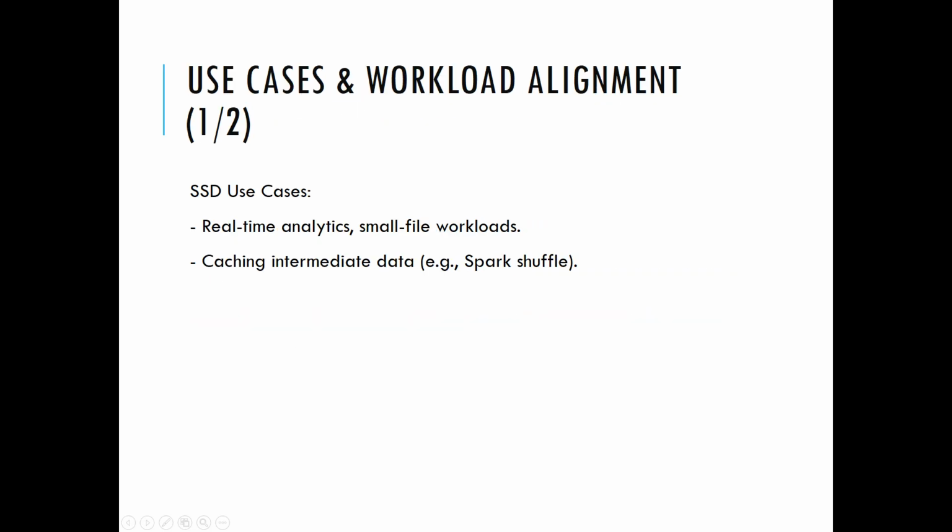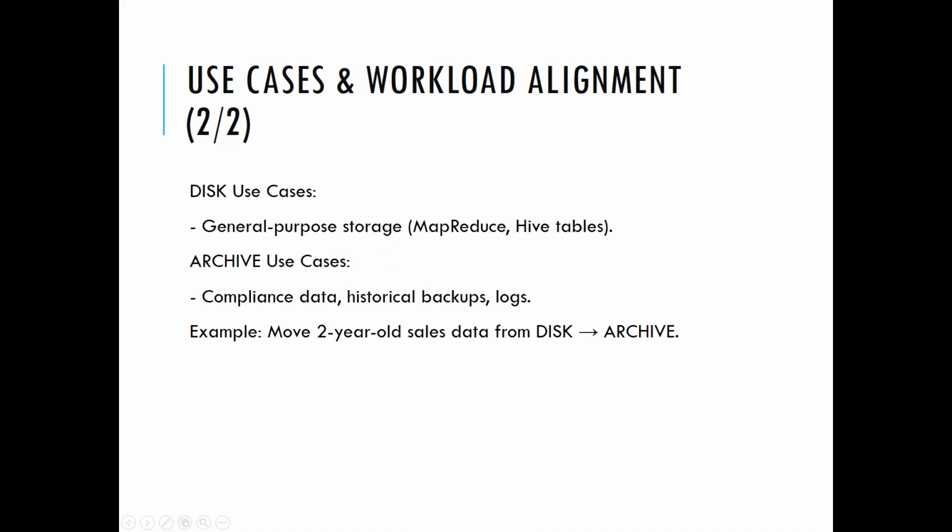Now let's discuss practical use cases for each storage tier, beginning with SSDs. Due to their high performance, SSDs are ideal for real-time analytics and small file workloads. They're especially effective in scenarios that require high-speed access to intermediate data, such as during Apache Spark shuffle operations. By storing temporary or frequently accessed intermediate results on SSDs, you can significantly reduce job completion time and improve overall system responsiveness.